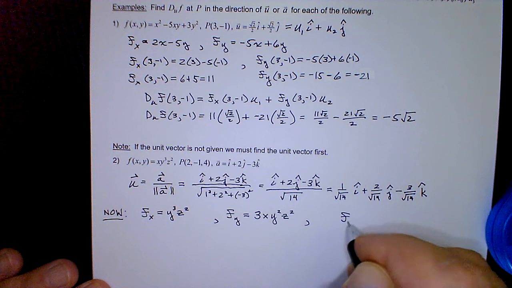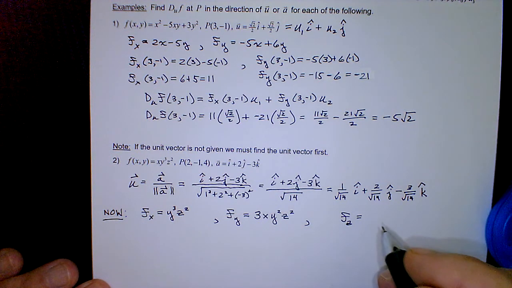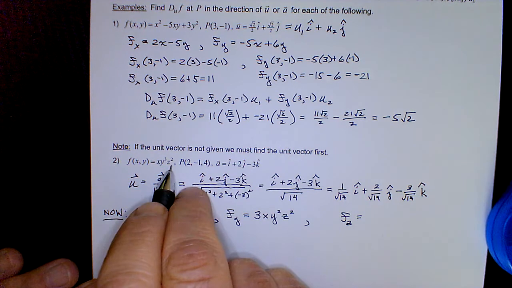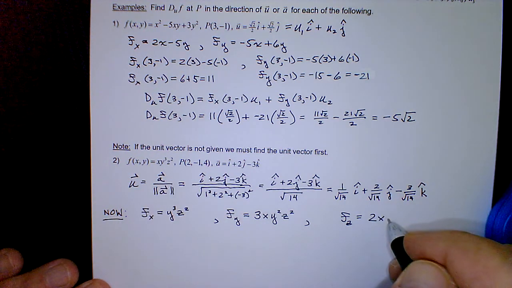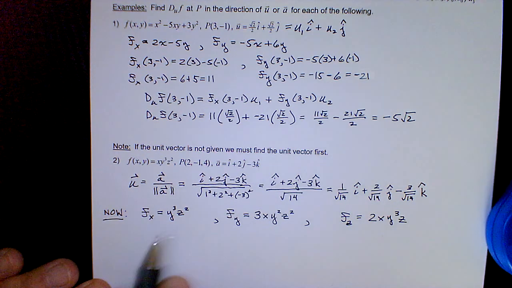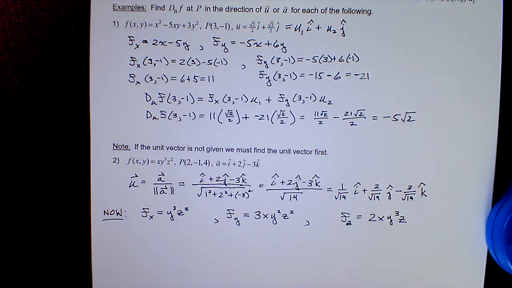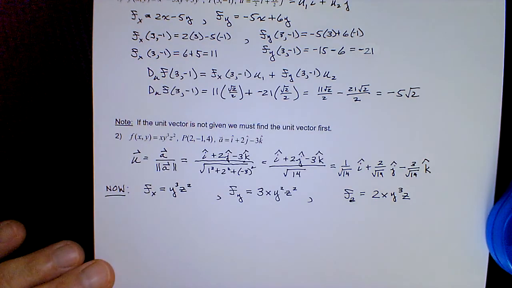And then the partial with respect to z is going to be the derivative of z squared is 2z, x and y tag along, so 2x y cubed z. And I spread these out a little bit because I'm going to evaluate them first. I think it's up to you. You could do it any way you like. But I think that's most efficient, like we did in the last example.